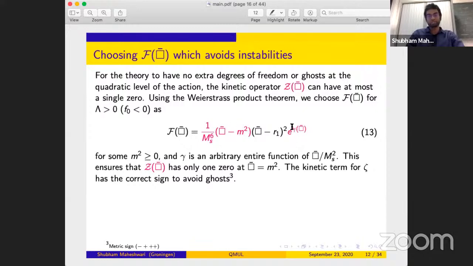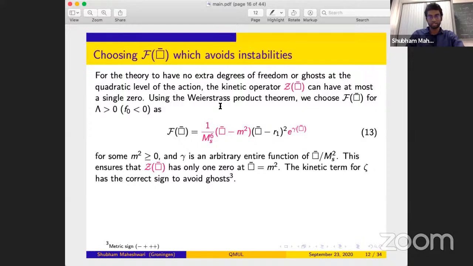And this exponential factor, although it modifies the UV sector, does not introduce any new degrees of freedom, and therefore it does not introduce any ghost or unstable degrees of freedom either. The kinetic term for zeta also has the correct sign to avoid ghosts. So this is the appropriate choice for f of box that you need to have in the theory if you want to avoid any ghost or new degrees of freedom. And the only propagating mode is the scalar zeta, and it's free from any ghost instability.